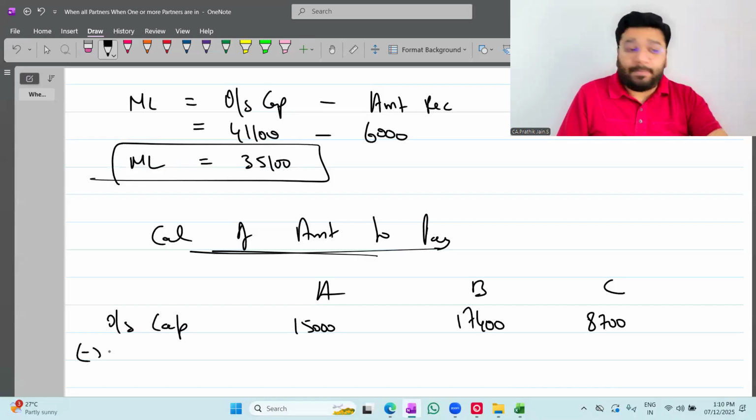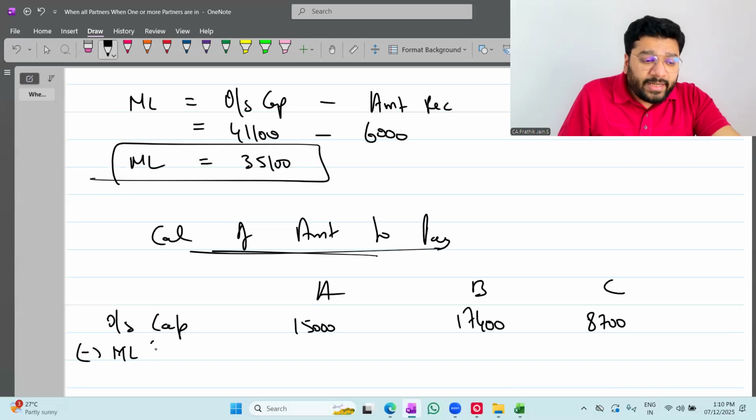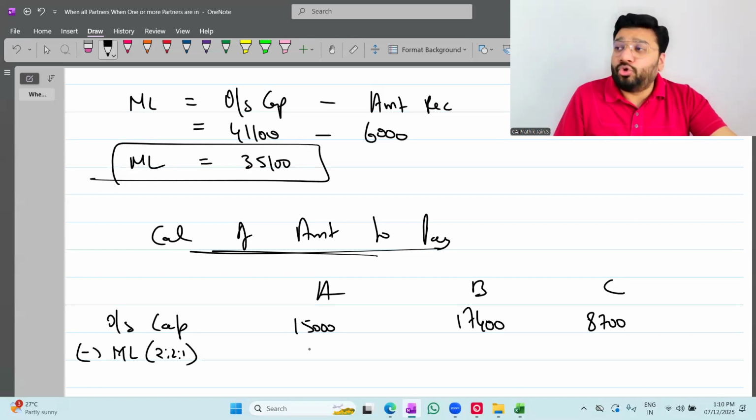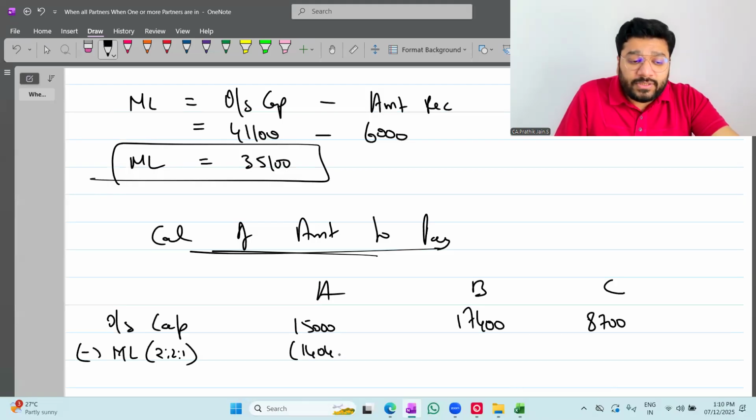Now from that, record the loss. Loss will come on the debit side of the capital account. Maximum loss in what ratio? 2 is to 2 is to 1. How much is it? 35,100 into 2 by 5, into 2 by 5, into 1 by 5. 14,040, 14,040, 7,020.